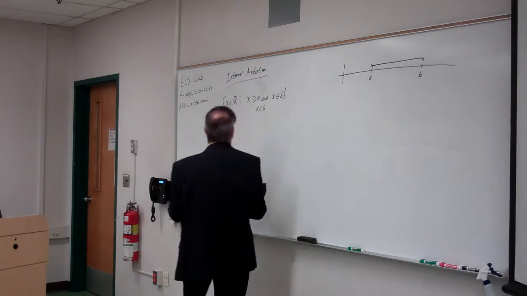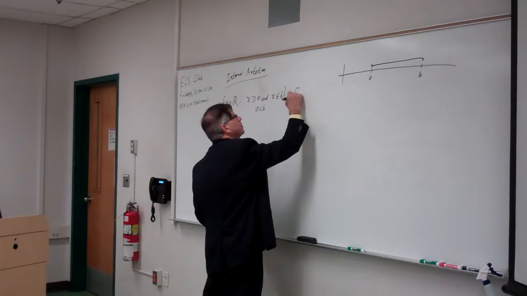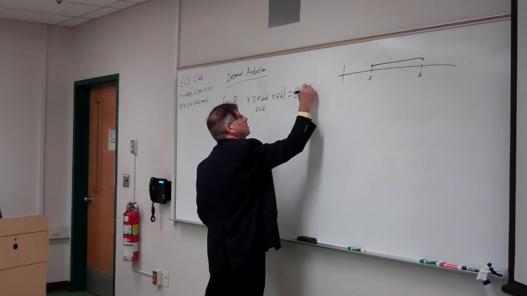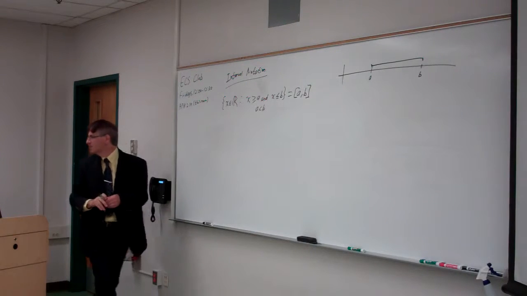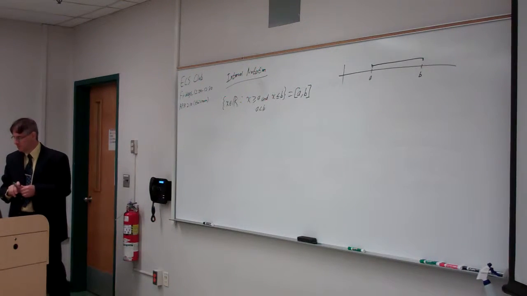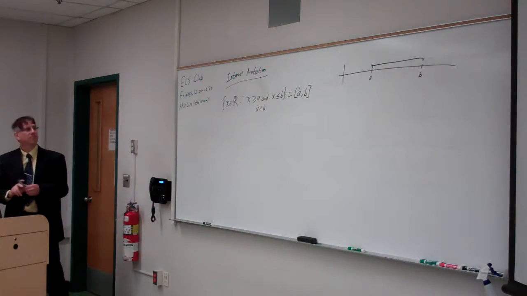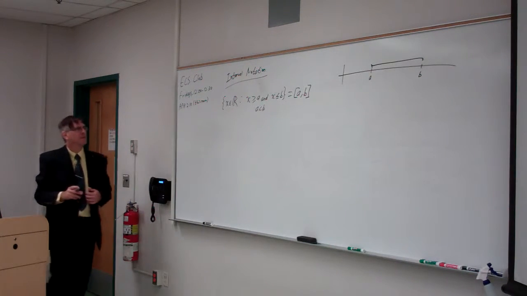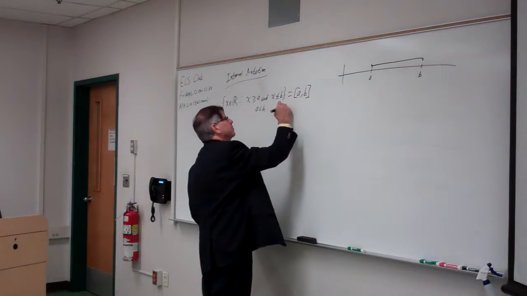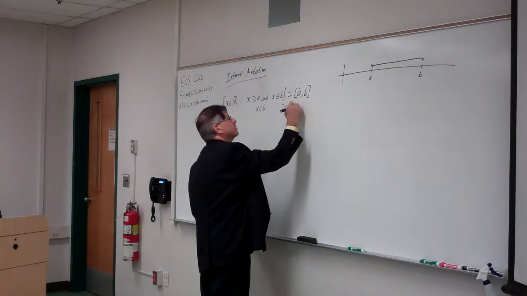And we have a shorthand for that, which is just A comma B inside square brackets. And we call this a closed interval.